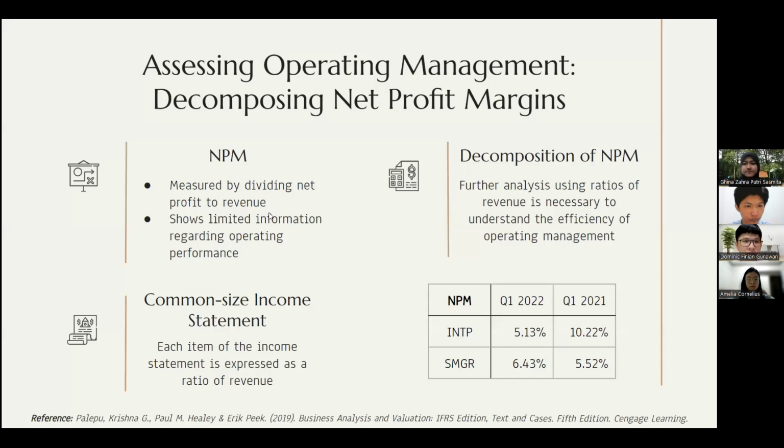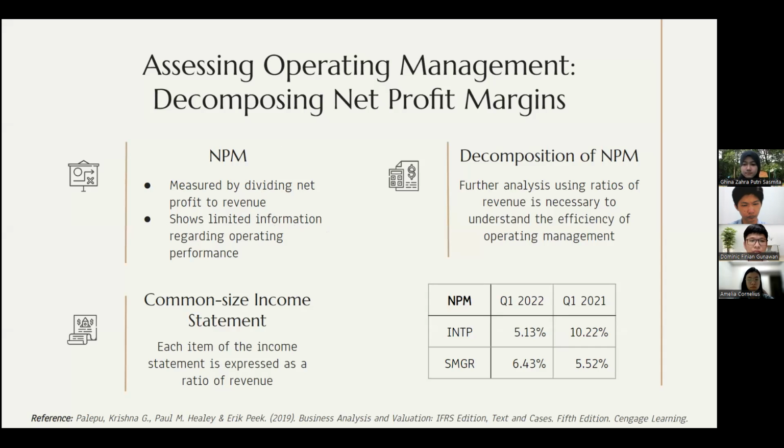First, the NPM, or the net profit margin, is measured by dividing net profit by revenue. This margin shows limited information regarding operating performance, as we couldn't understand which cost drives the net profit to go up or down. In order to understand, we need to use the ratios of revenue to understand fully the efficiency of operating management.